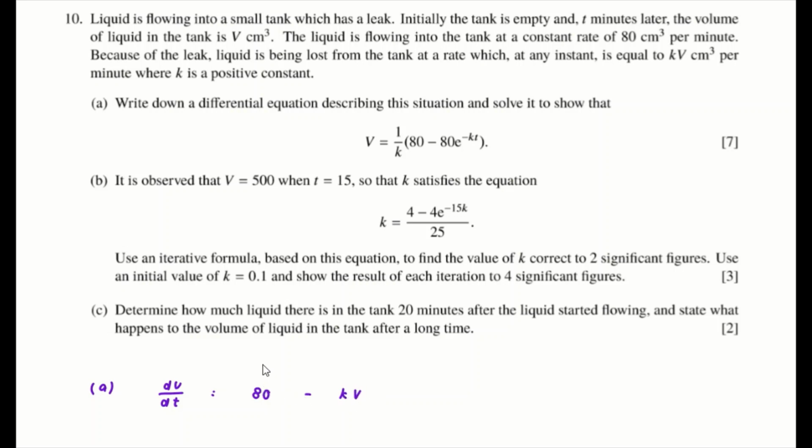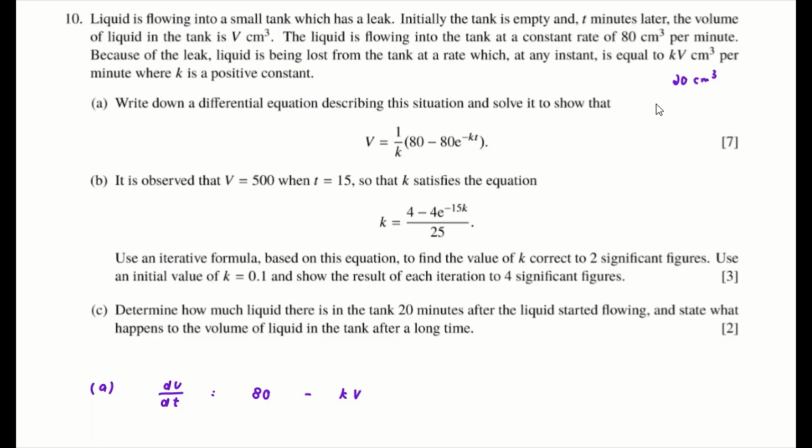You can imagine it in an easier way: water is flowing in at 80 cm cubed per minute. Then if I tell you that water is going out at 20 cm cubed per minute, which means in 1 minute 80 comes in and 20 goes out. How much is the real increment in the tank?